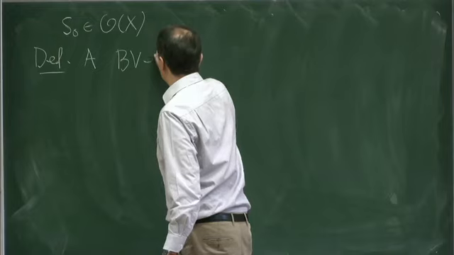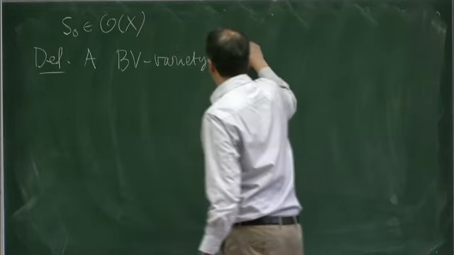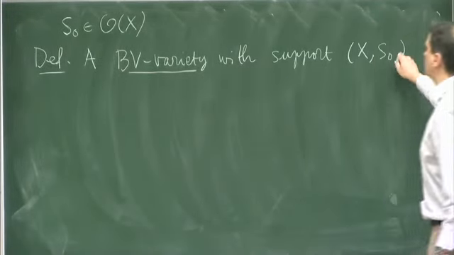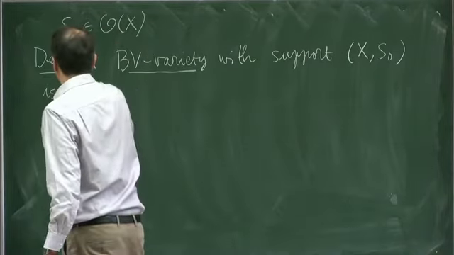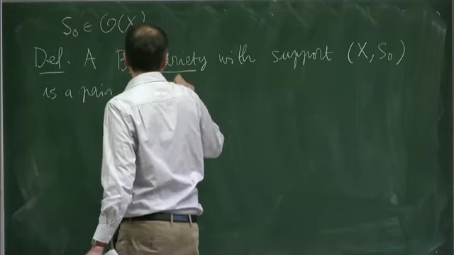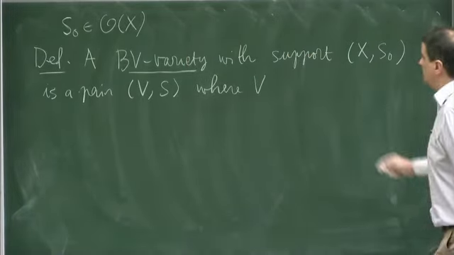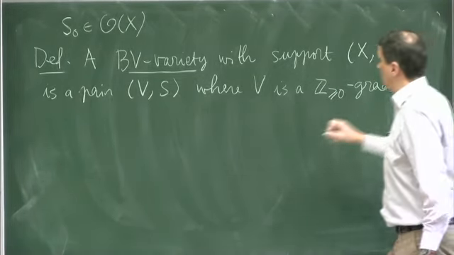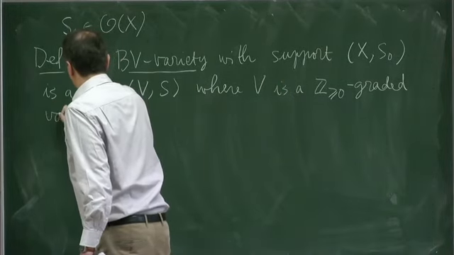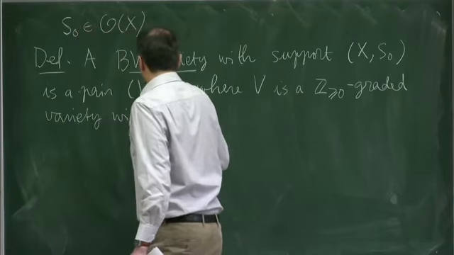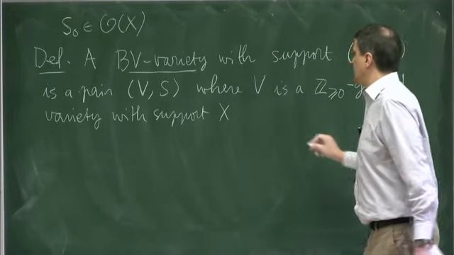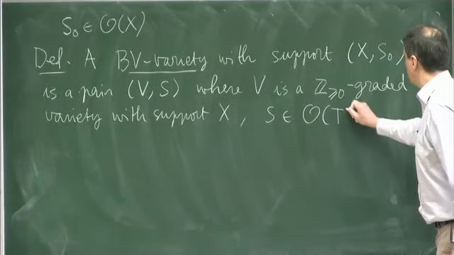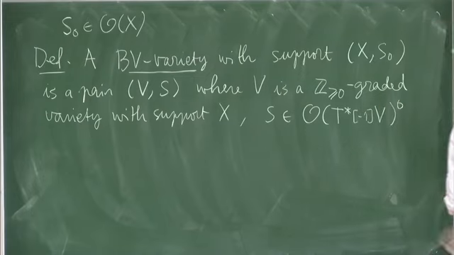So now the definition: a BV variety, Batalin-Vilkovisky variety, with support X, is a pair V, S, where V is a graded variety, a positively graded, not negatively graded, graded variety with support X, and S is a function on the cotangent bundle of V of degree 0.